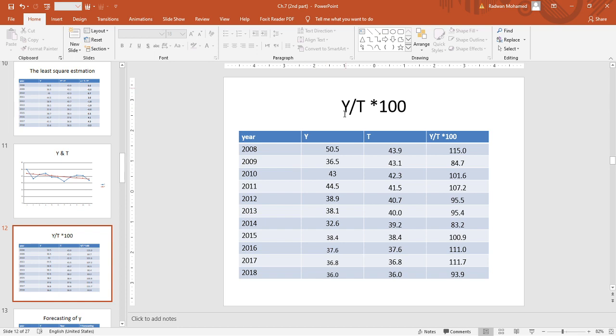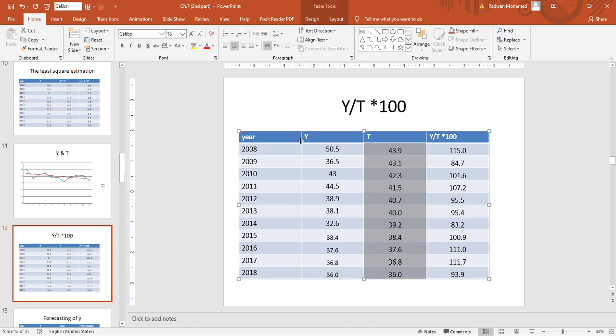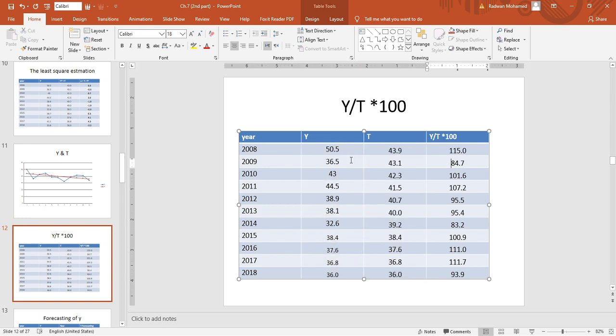I will divide y by t multiplied by 100. I have the t, which is calculated earlier, and I have a y, which is given. So I will use something like 50 minus 5 divided by 43.9, which gives me 115%. And for 2009, 36.5 over 43.1 multiplied by 100 is equal to 84.7. It's a matter of simple calculations using your calculator. Do this with me.